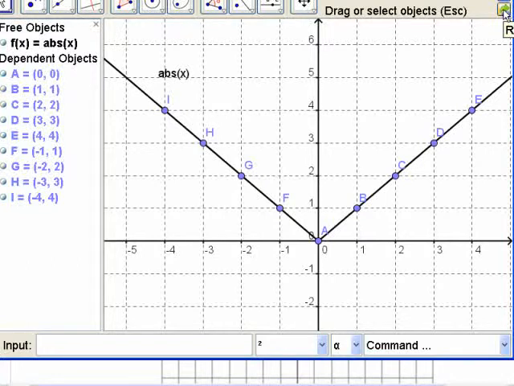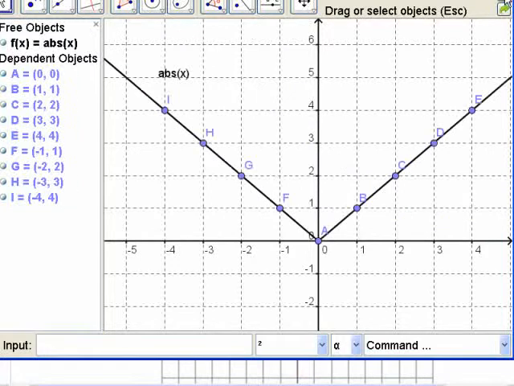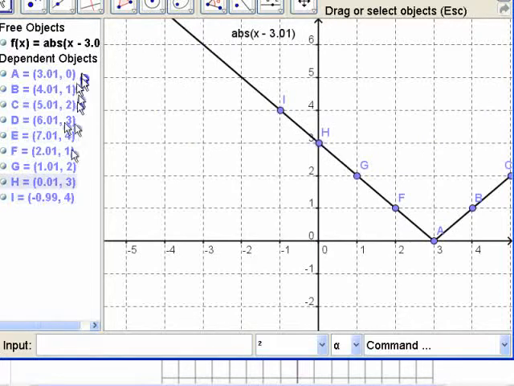If I move to the right by 3.01 units, what changes about the coordinates? What coordinates change? X values, Y values? The X values change, not the Y values, right? Y values are the same. If you make a horizontal shift, the X coordinates change. If you make a vertical change, the Y coordinates change. All right?